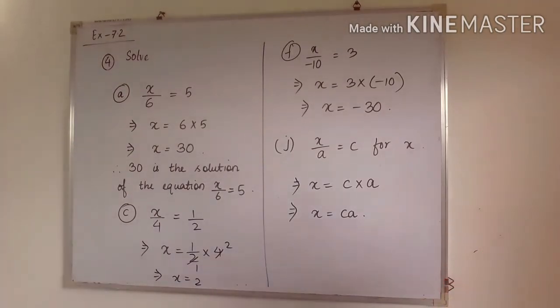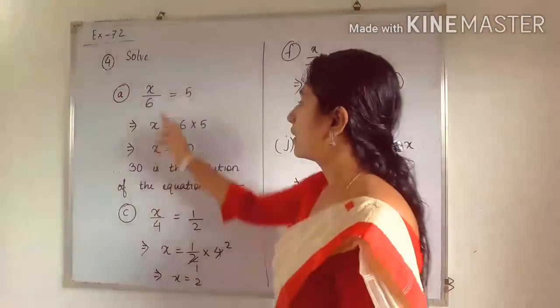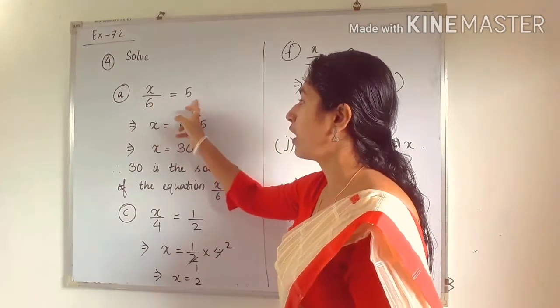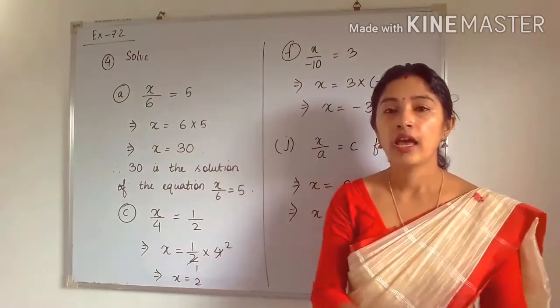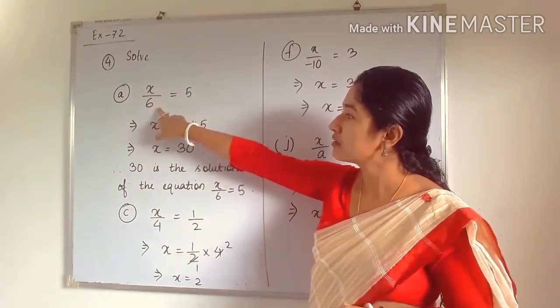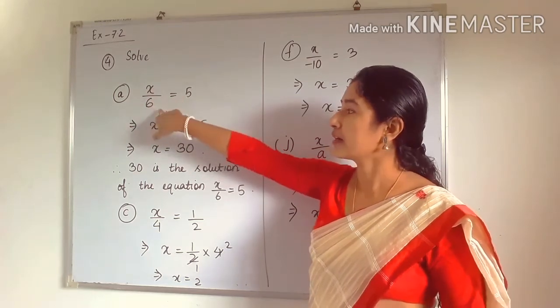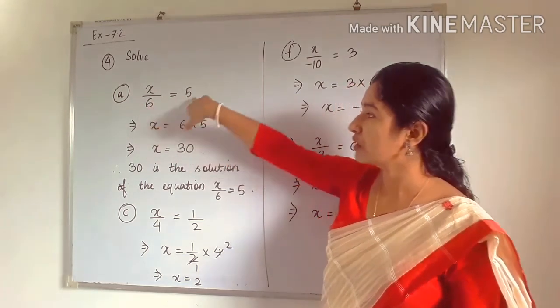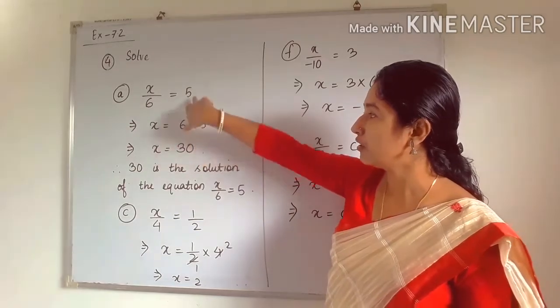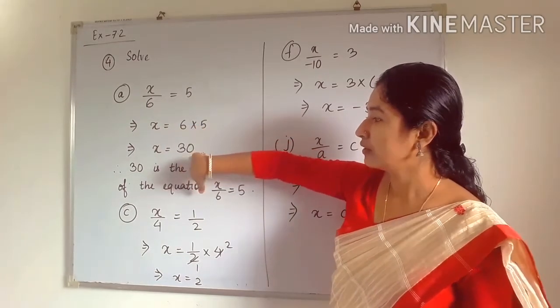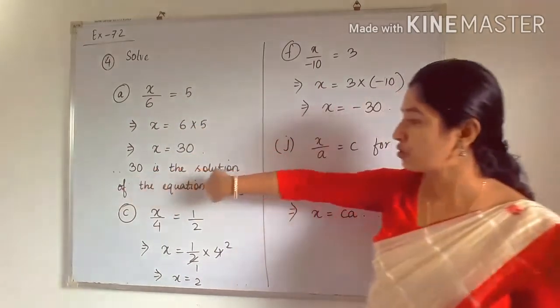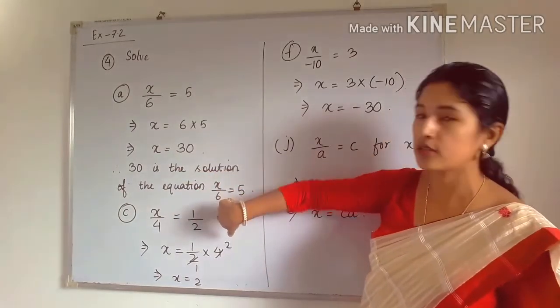So students, see the next question. Here also we have to solve. That means we have to find the value of the unknown, or you can say the variable. So in question number A, you can see the equation is x by 6 is equal to 5. That means we have to find the value of x. Okay. So see, 6 is dividing x. So when we transpose 6 to that side, it will get multiplied with 5. Okay, so 6 into 5 will be what? 30. So we can write 30 is the solution of the equation x by 6 is equal to 5.